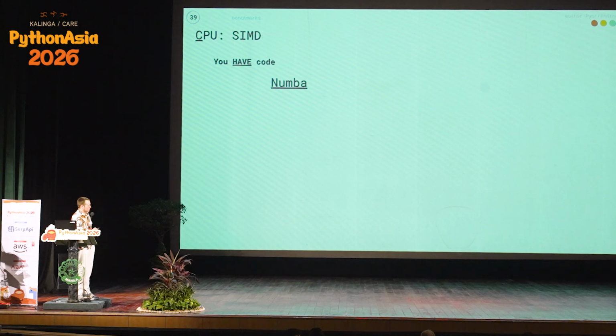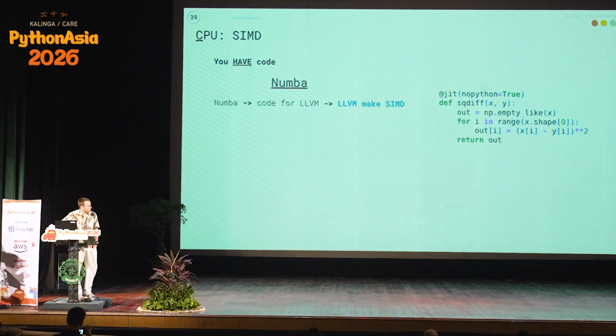How can we use it? In the Python ecosystem, I see two ways to implement it. First, when you have a code base that you don't want to change, in that case you can research Numba. This is a specific framework that can provide different optimizations and SIMD.